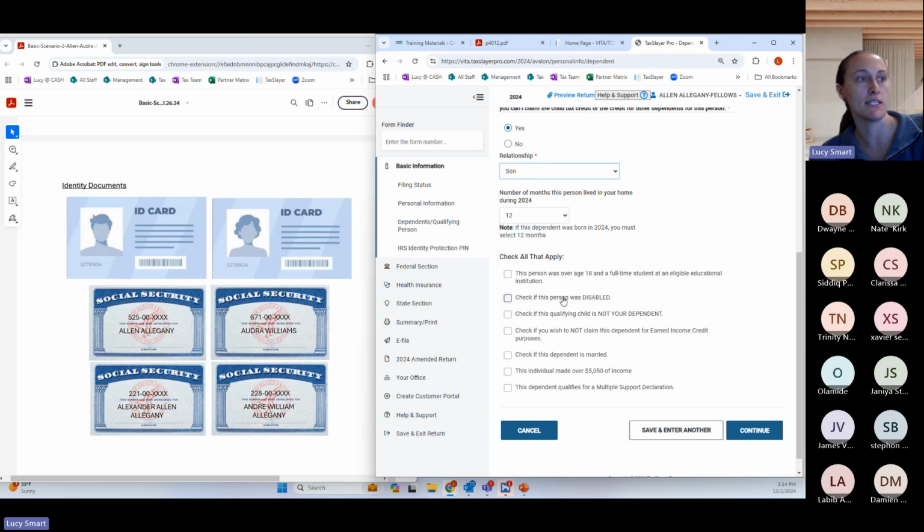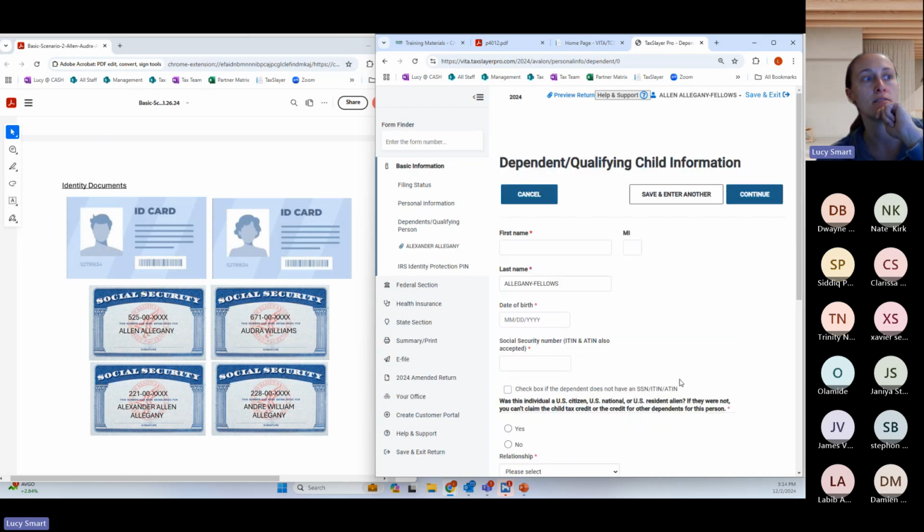And now let's check out our check boxes. Was this person over age 18 and a full-time student at an eligible educational institution? Yes. He's not disabled. He is their dependent. They want to claim him for their earned income credit. He's not married. He didn't have over $5,050 of income. And there's no multiple support declaration needed. That's for people who are being supported by more than one person or a married filing jointly couple. So we just check the first box, and then we can save a few seconds by clicking save and enter another.